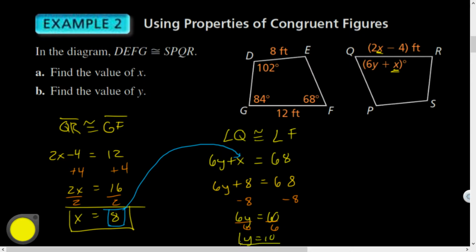And thankfully, they only asked us to find the value of x and y. They didn't do the weird thing of then telling us what this is equal to. Come on, I just want to tell you x and y. That's all I want to do. I don't want to tell you what one of those angle measures equals.